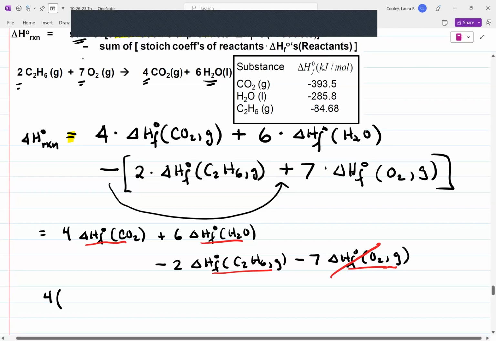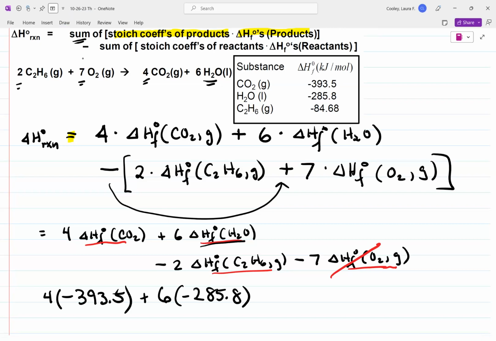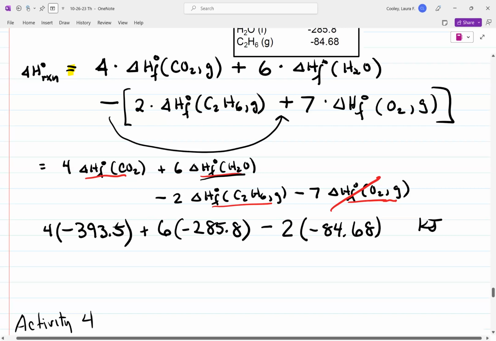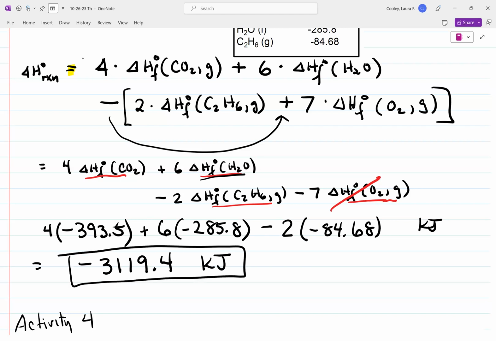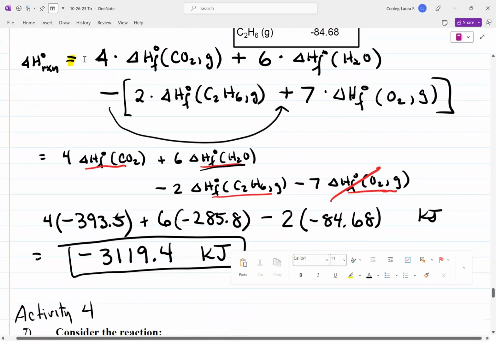So I would have 4, and then I look up the CO2, minus 393.5, plus 6 times minus 285.8, minus 2 times minus 84.68 kilojoules. And what you need to be careful of is these signs. When you subtract a negative, you get a positive. So you have to be careful about that. So this adds up to negative 3,119.4 kilojoules. And that is the delta H for the reaction that we're trying to find, this one. And that's how you use delta HF0s to do that, okay?